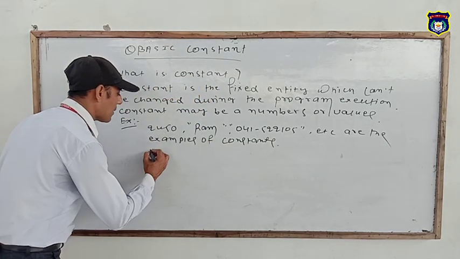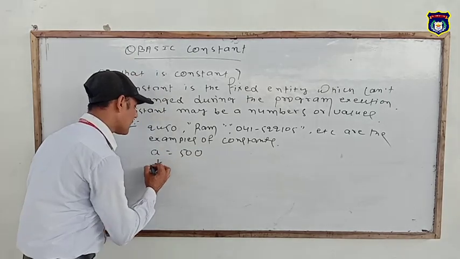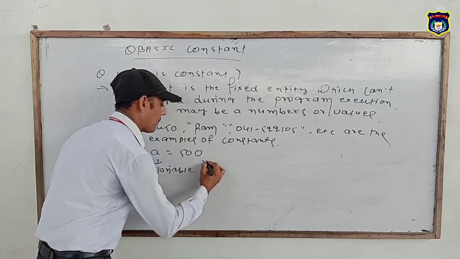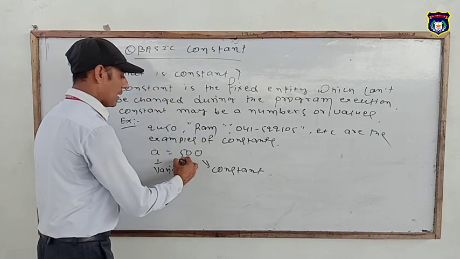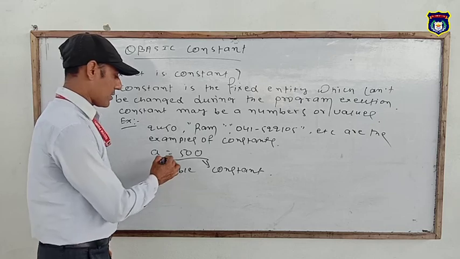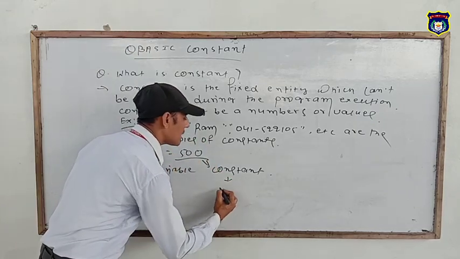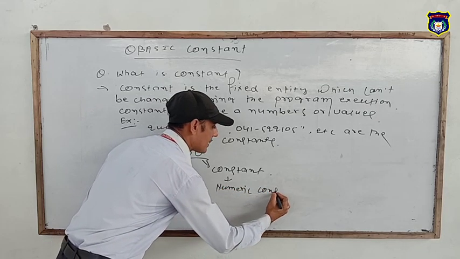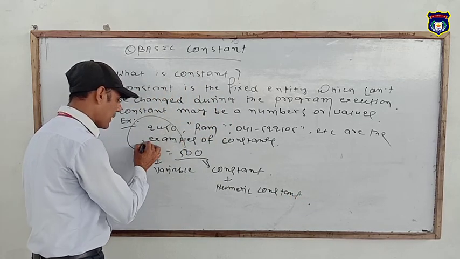Simple. Repeating the example: a equal to 500. What is a? A is the variable, and 500 is the constant. Constant is always on the right side of the statement. 500 is the constant. What type of constant? It is the numeric constant, that means numeric values which can be assigned to a numeric variable.